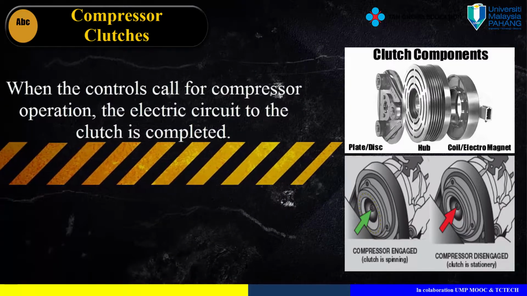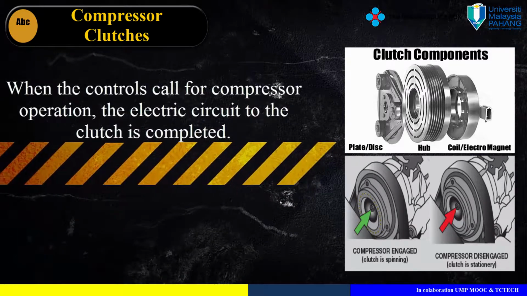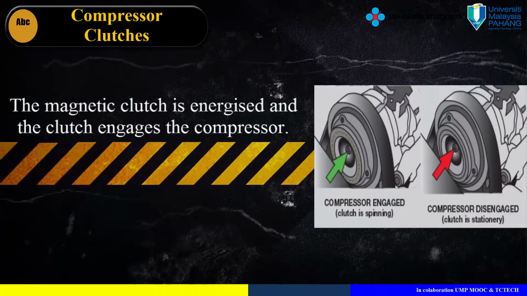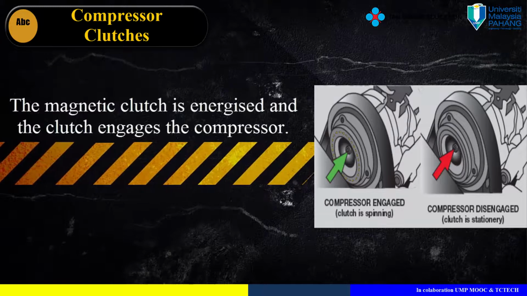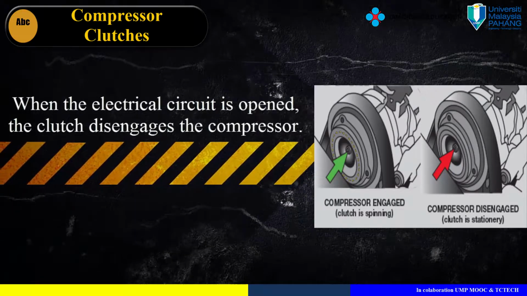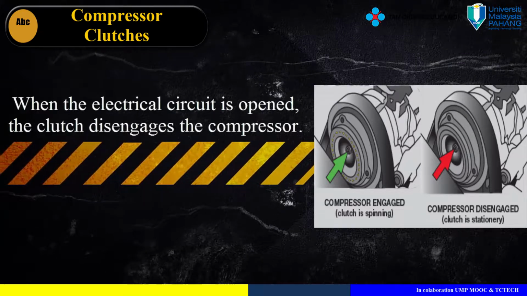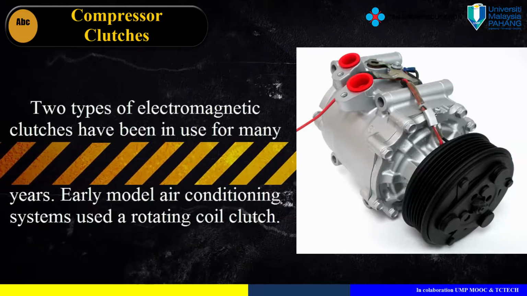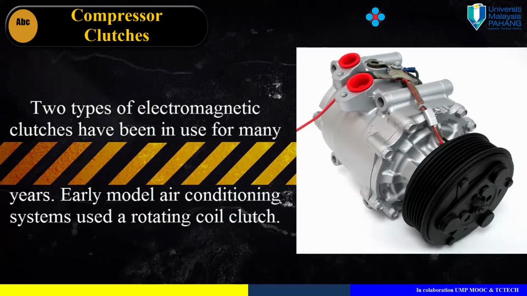When the controls call for compressor operation, the electric circuit to the clutch is completed. The magnetic clutch is energized, and the clutch engages the compressor. When the electrical circuit is opened, the clutch disengages the compressor. Two types of electromagnetic clutches have been in use for many years.